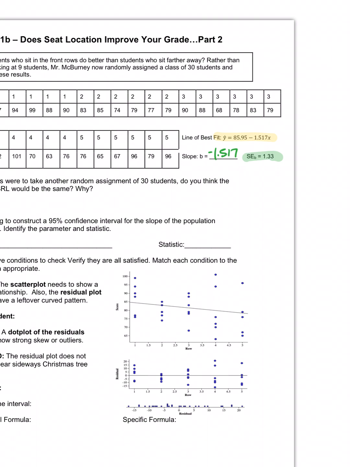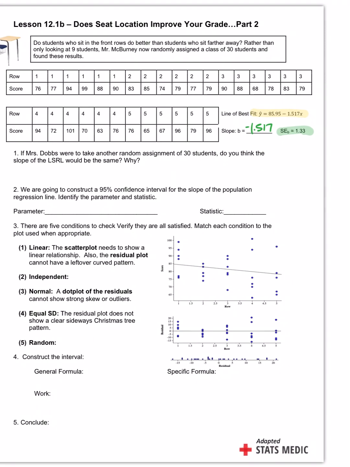So far, so good. Now, if I were to take another sample of 30 students and do the same thing, would I end up with the same slope? Probably not. Not likely, right? Why? Yeah, variability exists. Sampling variability will create new or different results. We're not surprised. That's why we have to do multiple trials, to see what the pattern of this is.